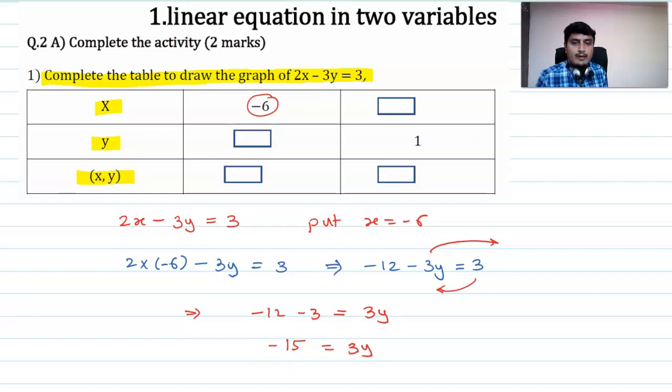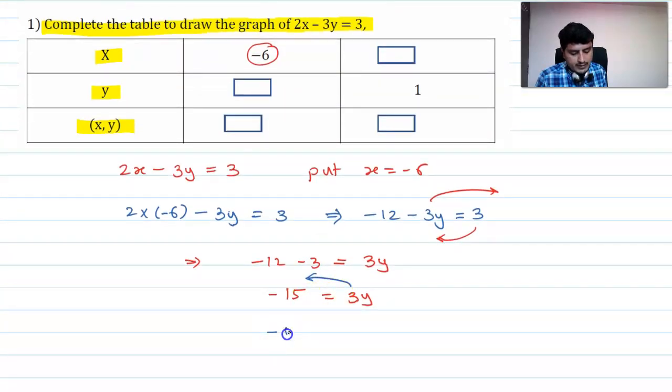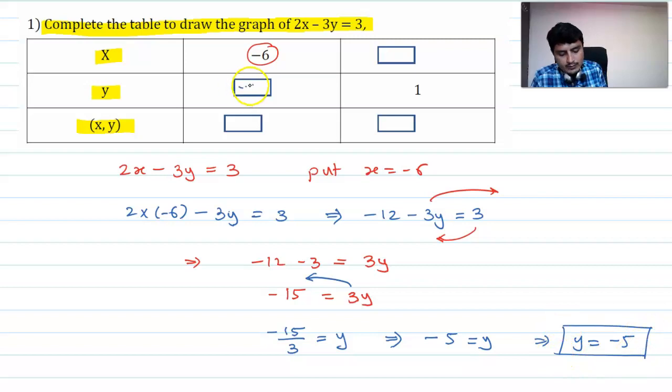Now to evaluate the value of variable y, we don't require the 3, so shift that 3 from LHS to RHS. Now 3 is the multiplier, so after shifting it becomes a divisor to minus 15. So minus 15 divided by 3 is equal to y. Now plus minus becomes minus, 3 fives are 15, so the value of variable y we have is minus 5. So try to put now the y value minus 5 in the table, so that we have the coordinate x comma y of the form minus 6 comma minus 5.